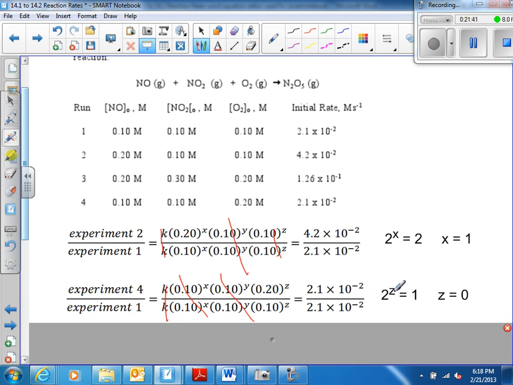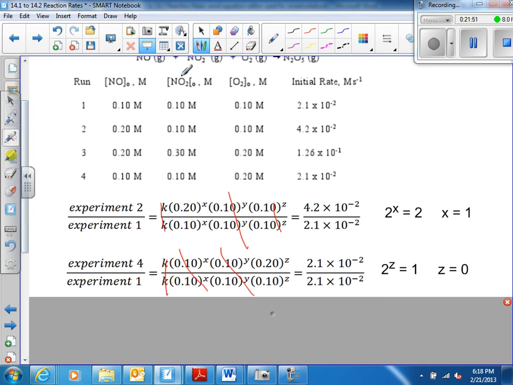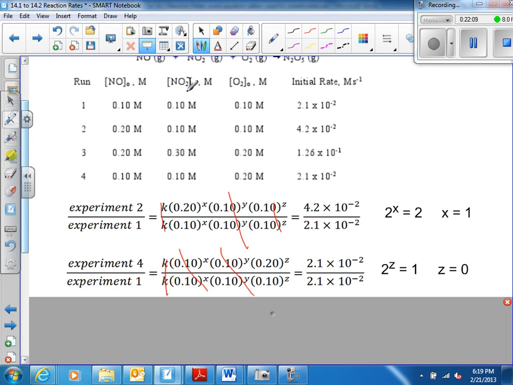And that's one of those tricky ones. 2 raised to what power equals 1? The power has to be 0. Okay, now we're stuck. We can't find something for this middle part where this and the NO are both constant. So what we need to do is just pick 2 experiments, any 2 where the NO2 is not constant. It won't work if you have NO2 being constant, and I apologize about that piece being backwards.